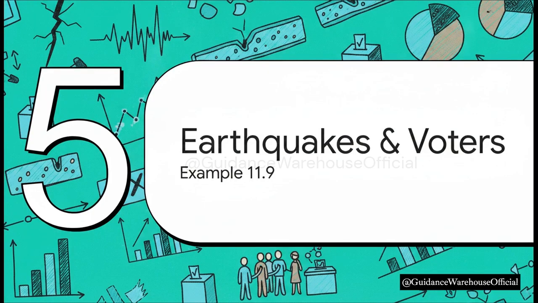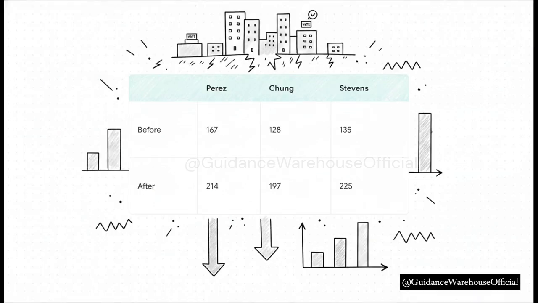Now let's connect this to real life with our second mystery. Section 5, Earthquakes and Voters. Picture a city gearing up for a really tense council election between three candidates, Perez, Chung, and Stevens. But suddenly, out of nowhere, a massive earthquake strikes. The whole city is rocked. Now, did this terrifying natural disaster actually shift the political leanings of the voters?